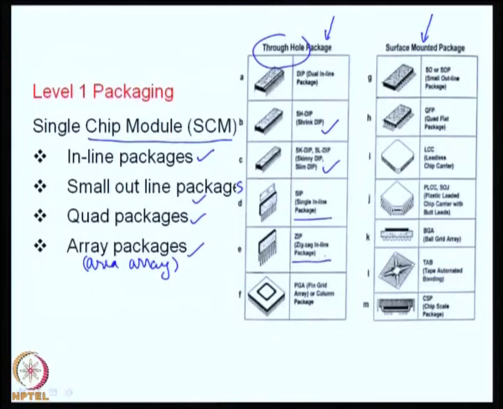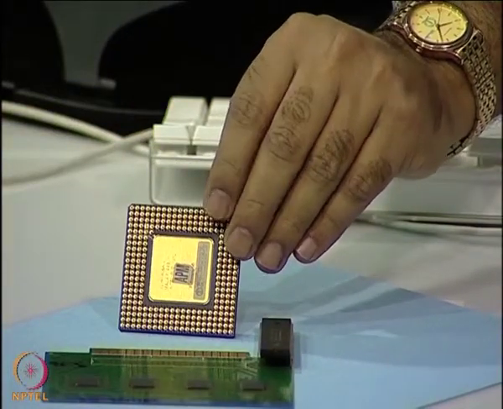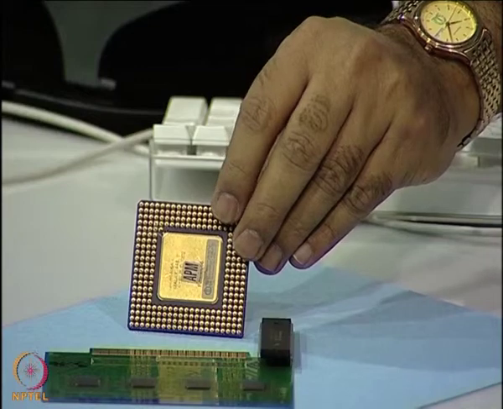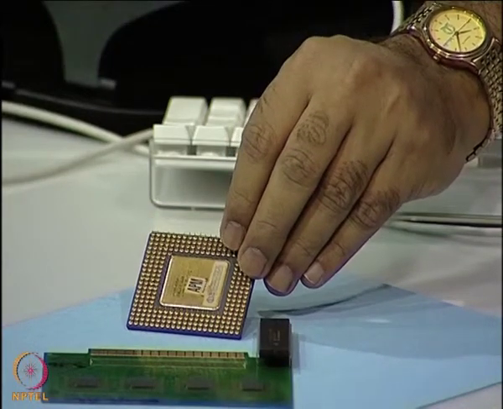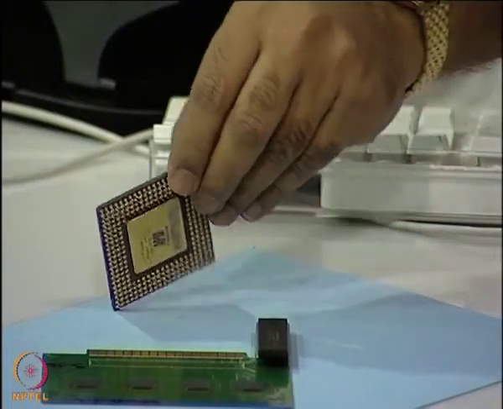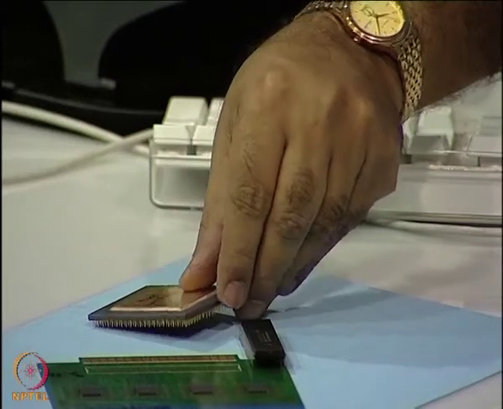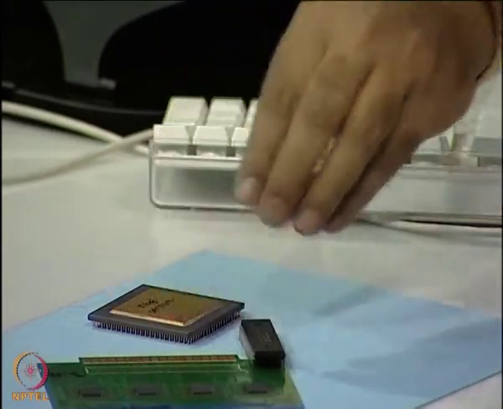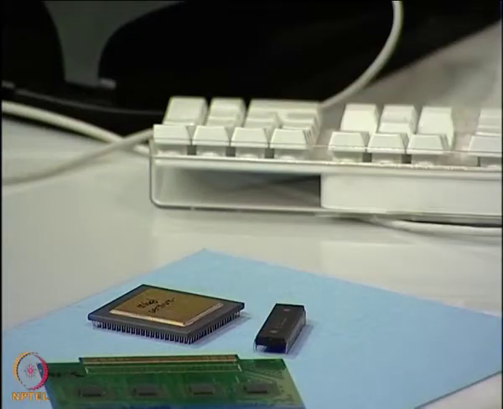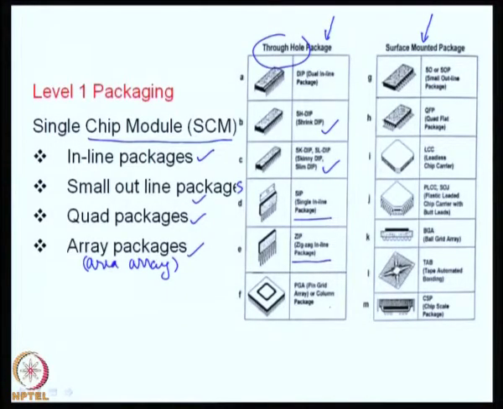Then you have pin grid array or column package, which I showed in the last class, the familiar Intel Pentium processor, which has the input output pins in the form of really thick pins, as you can see. You can see now the pins. So, this is a single chip module. All these are single chip modules, and let us now go to the other category, surface mount package.